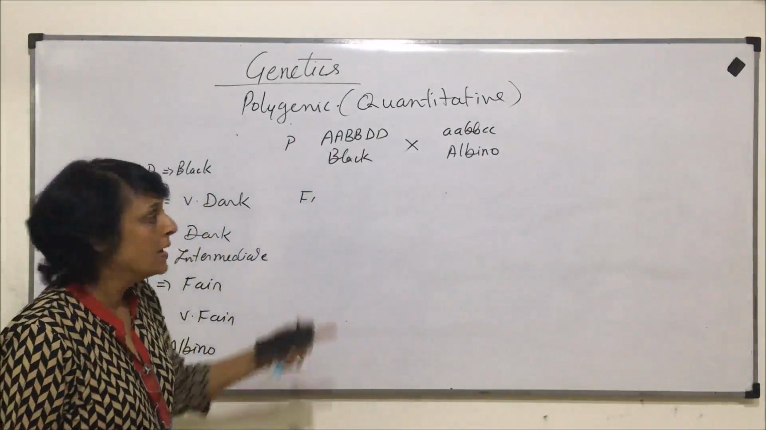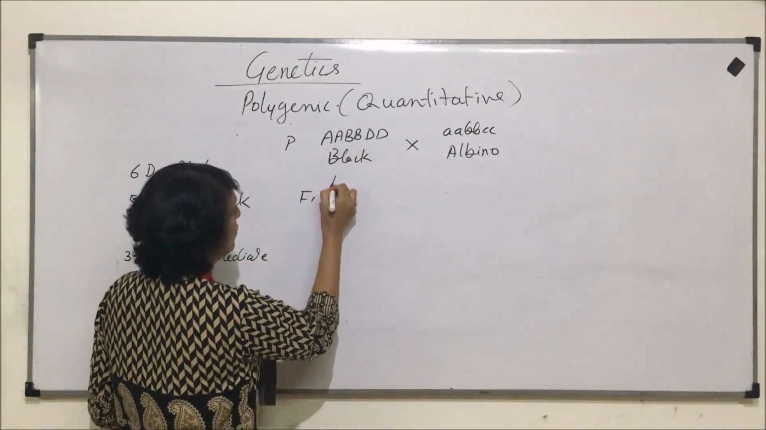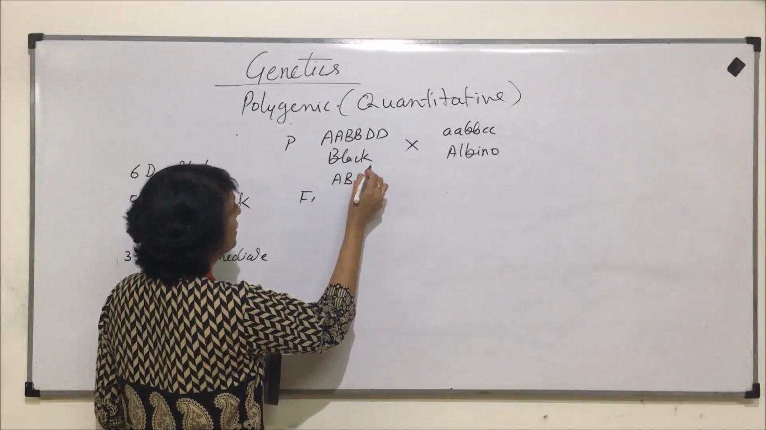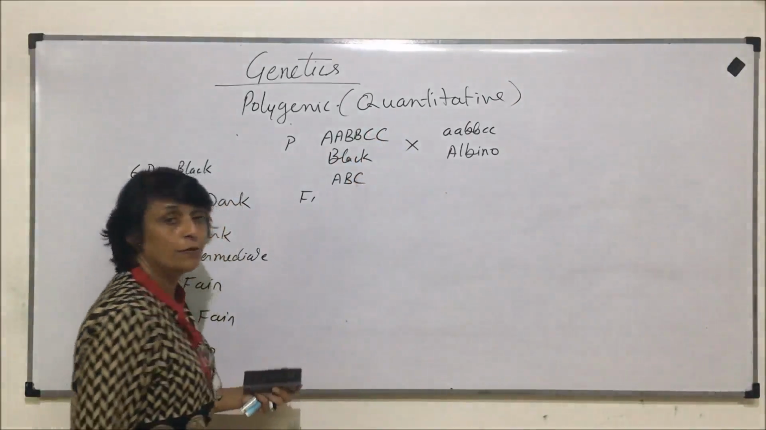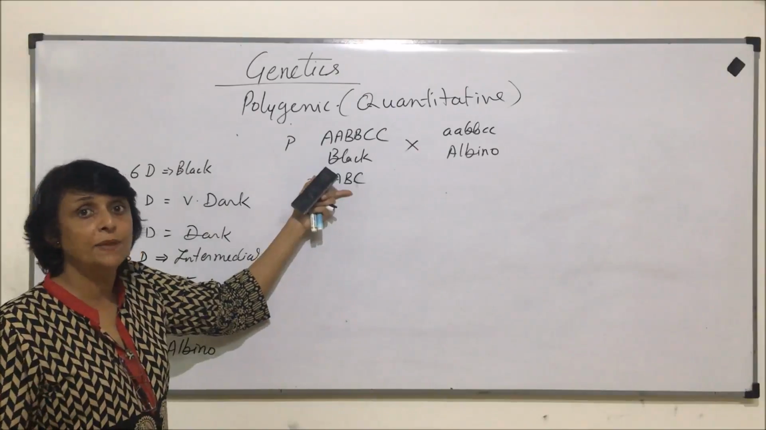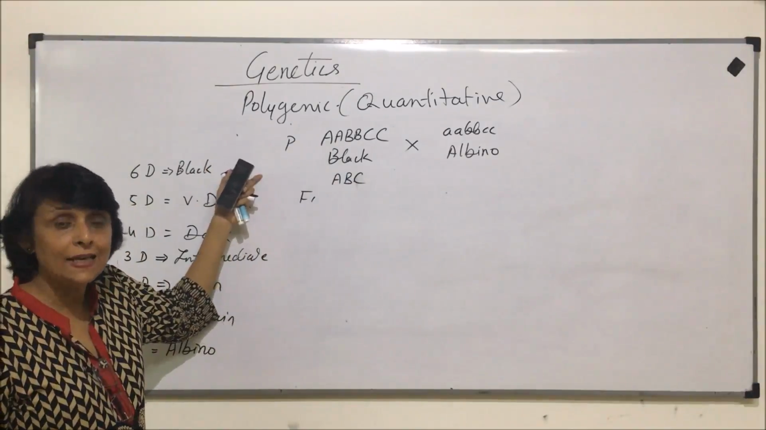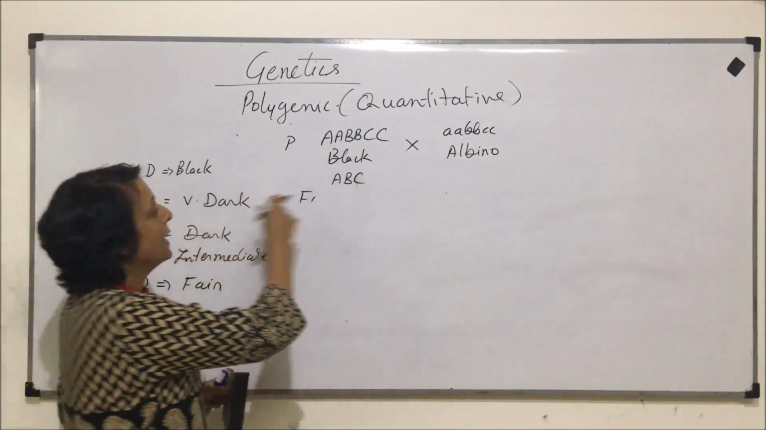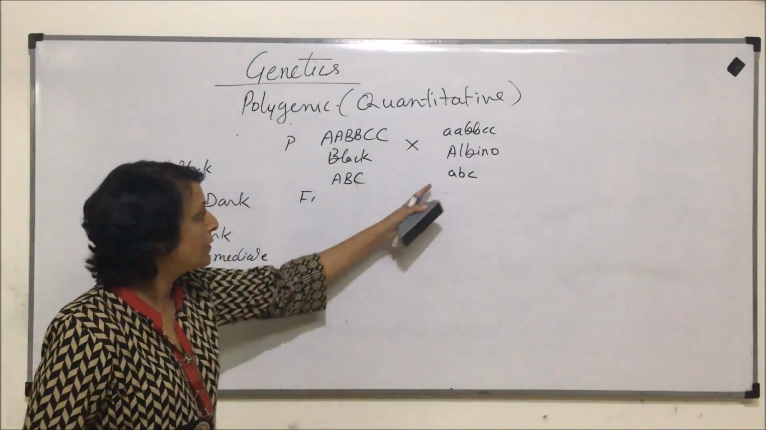In F1, the gametes produced by this individual would be one of A, one of B, and one of C. So all 8 gametes would be of the same type. Now here we are talking of 3 genes, so the number of gametes produced are going to be 8 in number. Here A, B, and C containing all 3 recessive.